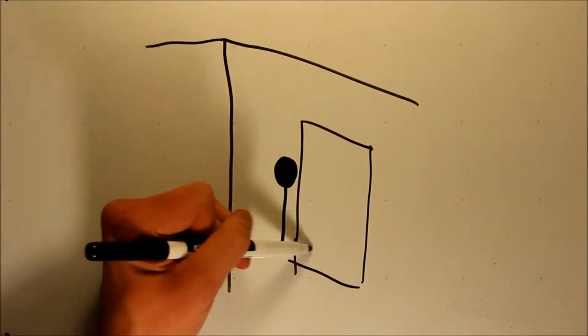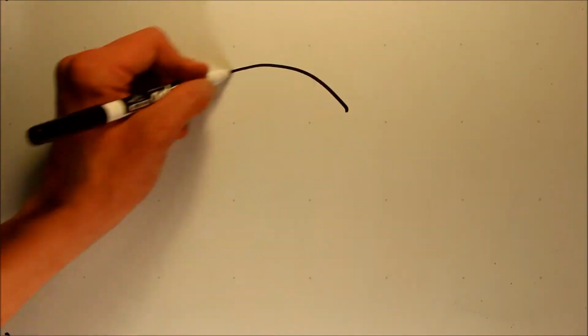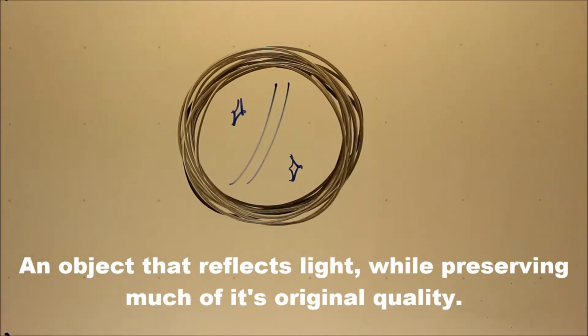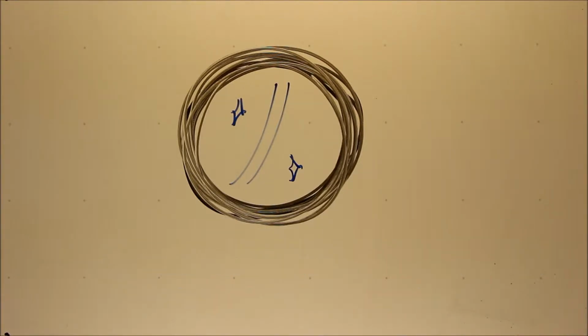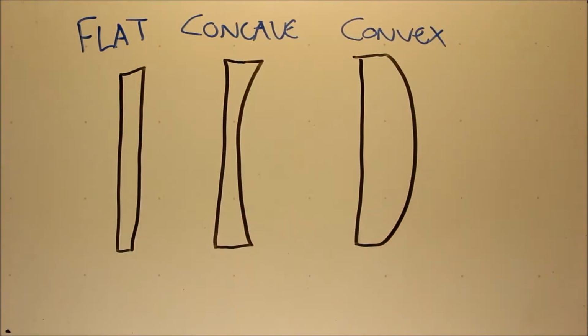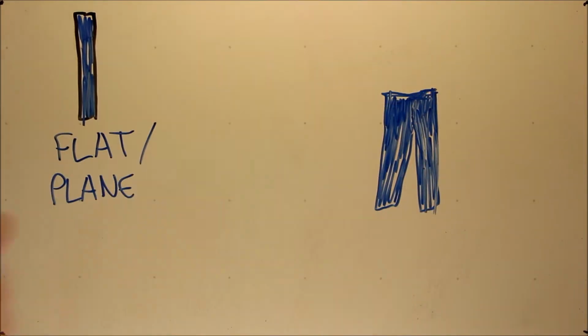It is not, as we see from cartoons, a portal into a strangely familiar world, but instead it is an object that reflects light and makes the object look as if it is still there. We encounter mirrors every day, and there are three main types: flat, or sometimes called plane, concave, and convex. We have all looked inside of some of these mirrors without ever realizing it.